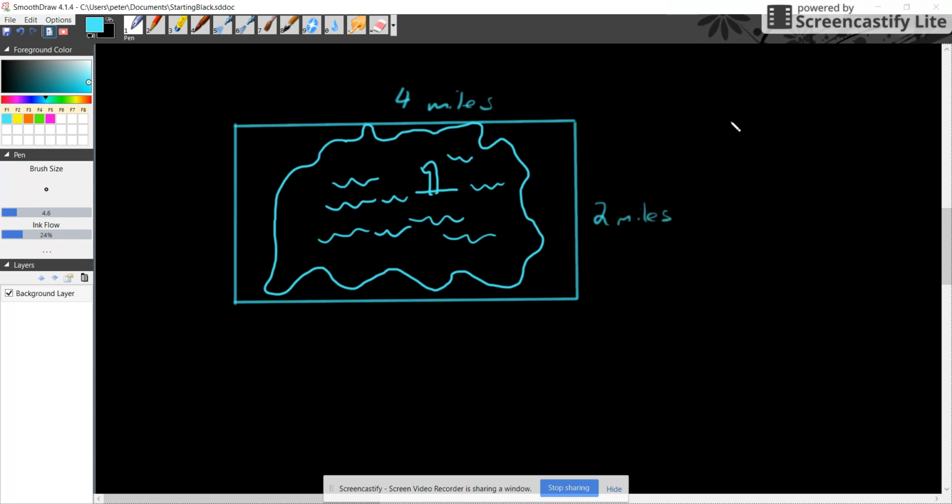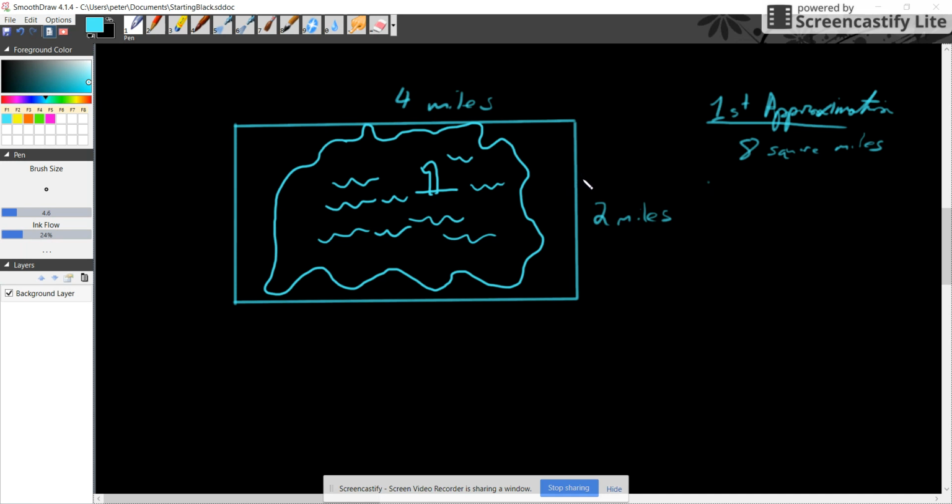So our first approximation is in square units of miles. So we have 4 by 2, and we're going to say this is 8 square miles. Okay, the next thing we're going to want to do is make a second approximation.